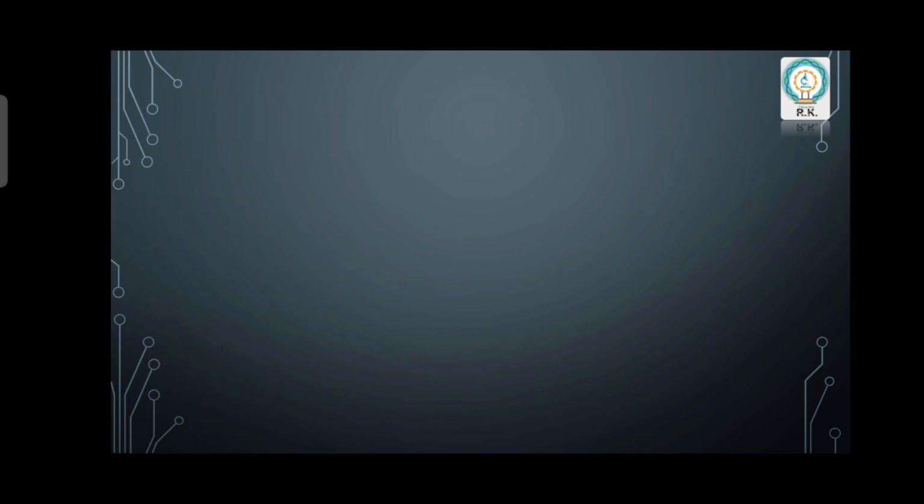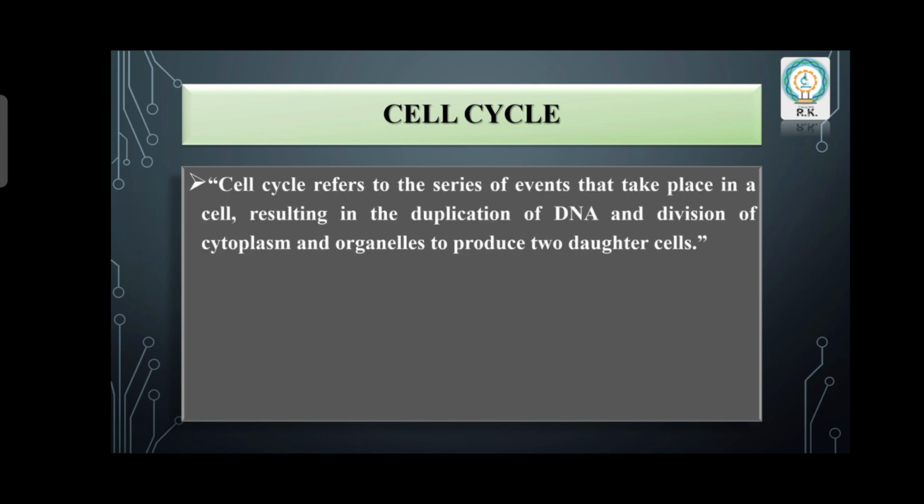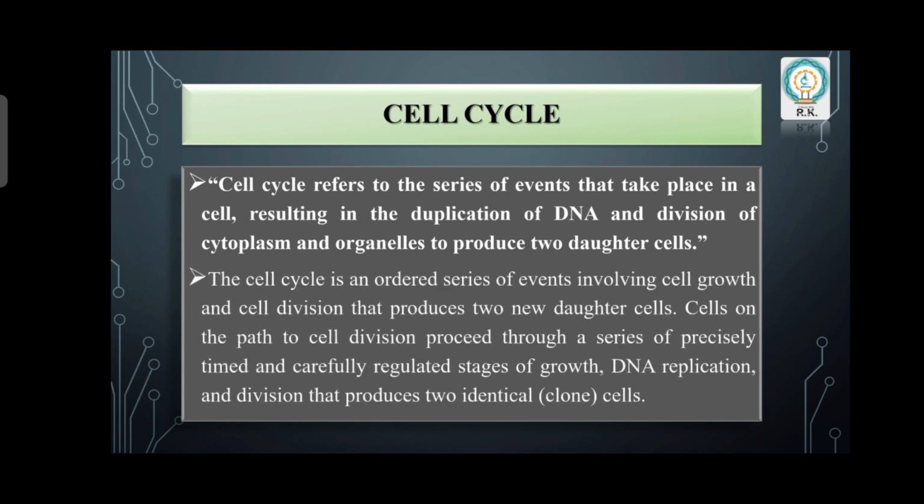Now what do you mean by cell cycle? The cell cycle is a series of events that take place in a cell which results in DNA duplication and division of cytoplasm and organelles, ultimately to produce two new daughter cells. Also, we can say that the cell cycle is an ordered series of events involving cell growth and cell division that produces two new daughter cells.